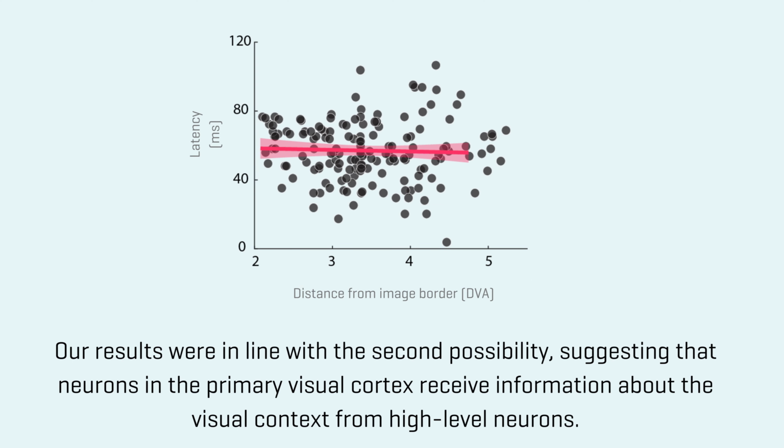Our results were in line with the second possibility, suggesting that neurons in the primary visual cortex receive information about the visual context from high-level neurons.